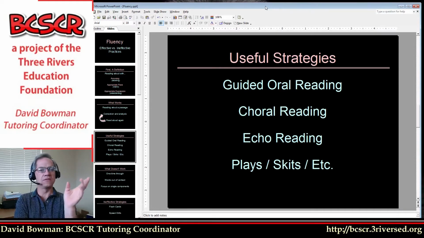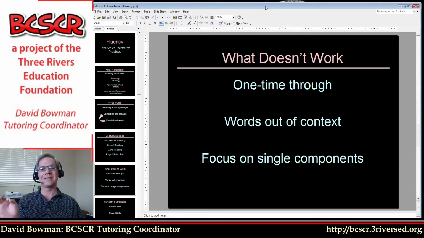Some other useful strategies for this are choral reading, where the kids are all doing it together multiple times. Echo reading, where one does it correctly and the other echoes or mimics it, and we do it multiple times. And any kind of practice with plays or skits or dramatic readings, all of those are good strategies for helping kids to develop fluency.